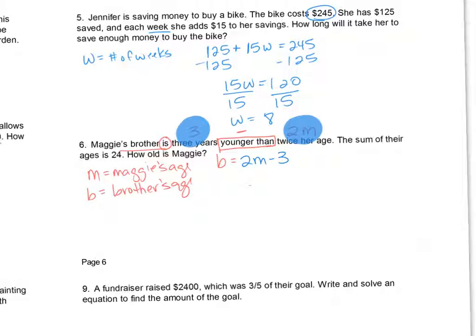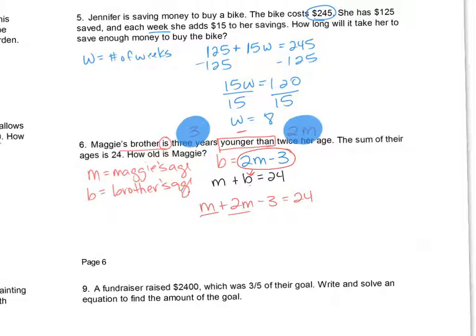And then it says the sum of their ages is 24. Well, in this case, that means if we're adding B plus M, or Maggie's age plus her brother's age, it's going to total 24. Now what we actually need to do is substitute the 2M minus 3 in for B in the problem below. Right now we have 2 variables in our equation, an M and a B, but whenever we substitute, so we have M plus, now remember, instead of the B, we're going to write the 2M minus 3 equals 24.